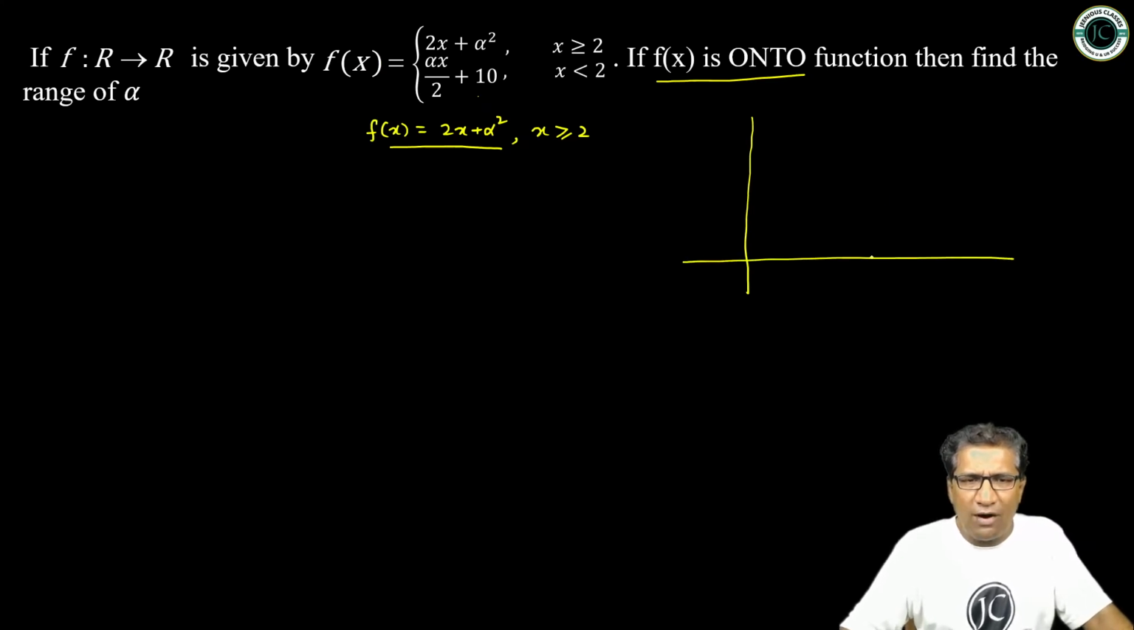Let us say this point is our x equals to 2. So the graph will look something like this. From here, it is an increasing straight line. So it will be like this. Is it clear or not? This is your x equals to 2.